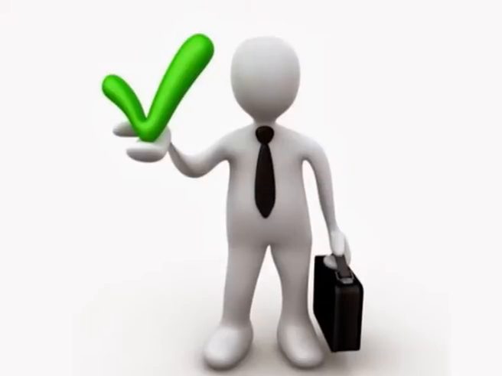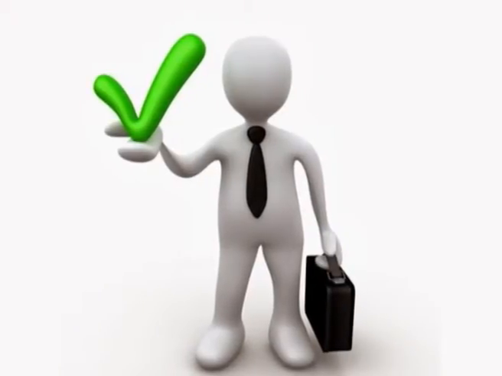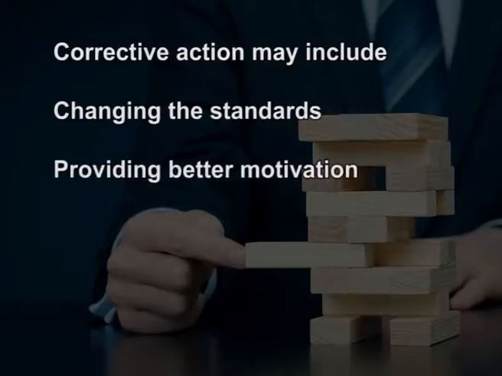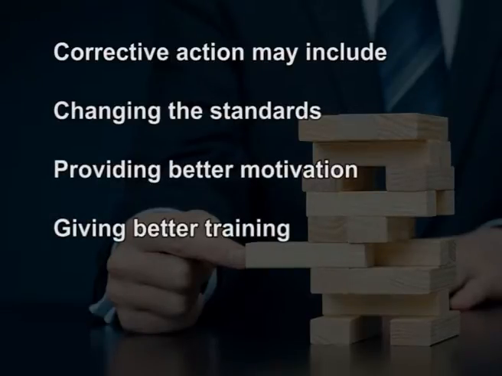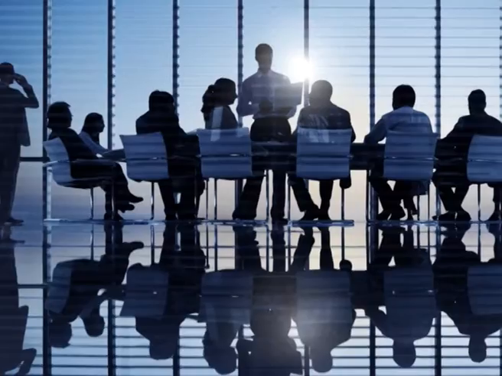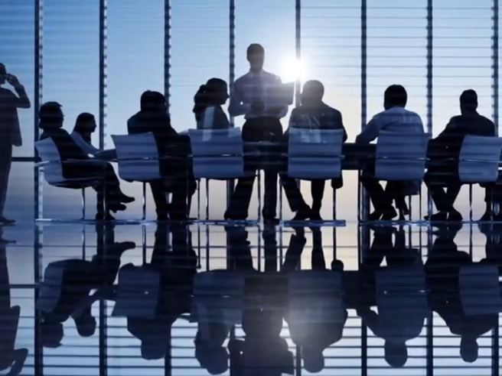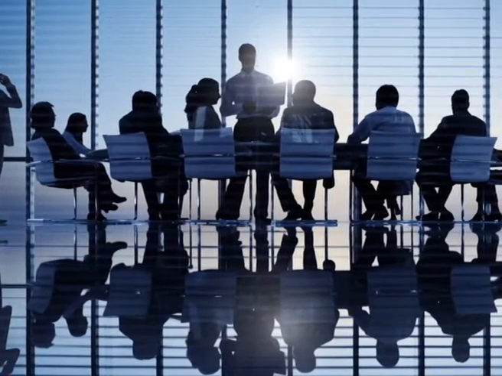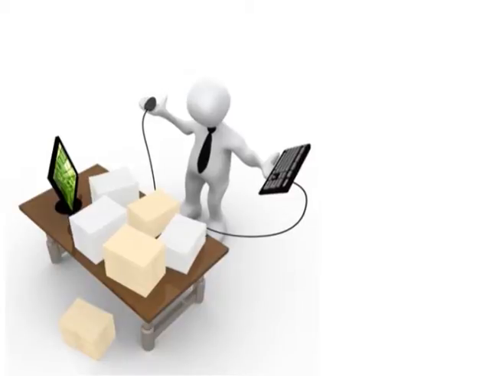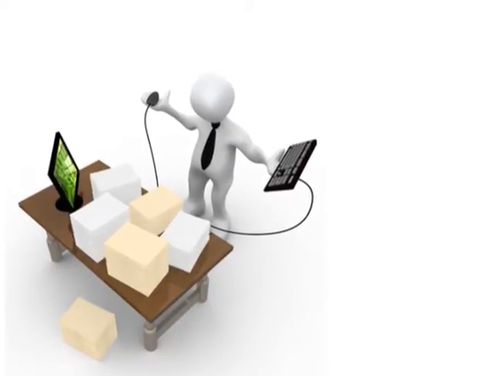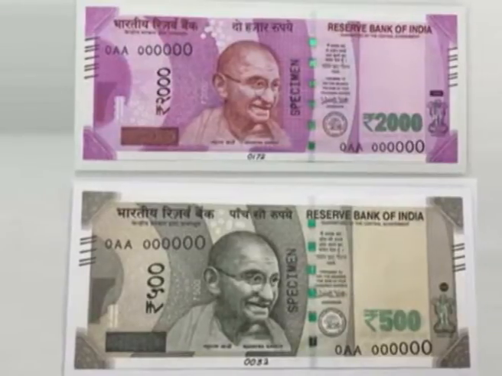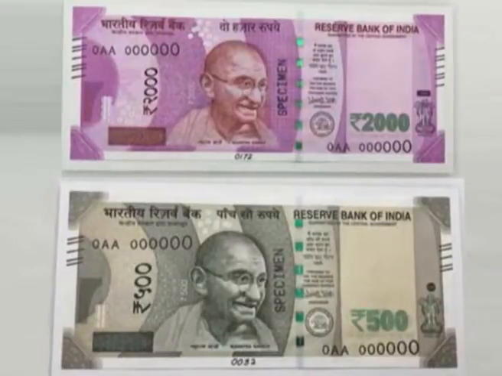Corrective action. After finding out the negative deviations and their causes, the managers should take steps to correct these deviations. Corrective actions should be taken promptly. Corrective action may include changing the standards, providing better motivation, giving better training, using better machines, etc. The management should take essential steps to prevent these deviations in the future. For example, the cause of the negative deviation was less advertising and untrained salesmen. So, the company must spend reasonable money on advertising and training.